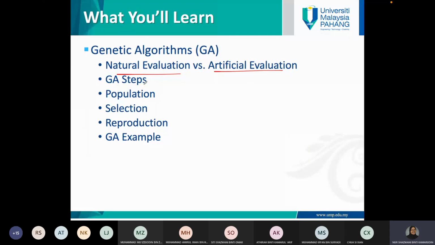And then after that, we are going to go through the genetic algorithm steps and the population selections and the reproductions using the genetic algorithms. And lastly, we will go through the calculation part. Okay, given the function, given the values, okay, how can you calculate the score? Okay, we want to find the most fit score. So that is the last part of the lecture for today.